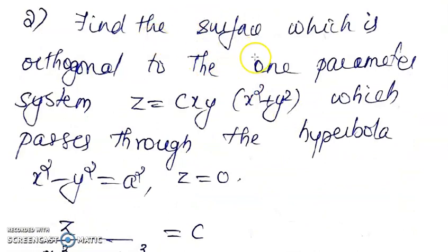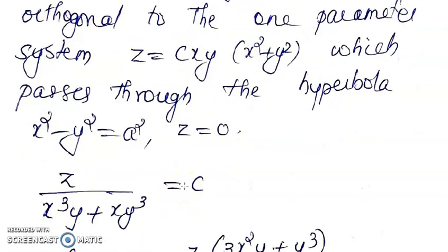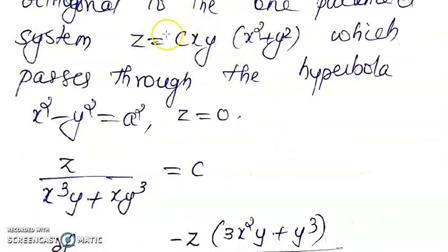Find the surface which is orthogonal to the one parameter system z equal to c into xy into (x square plus y square), which passes through the hyperbola x square minus y square equal to a square and z equal to 0. So first of all, find f of x y z. So f of x y z is equal to c. So that gives f of x y z as z by (x cube y plus x y cube) equal to c.